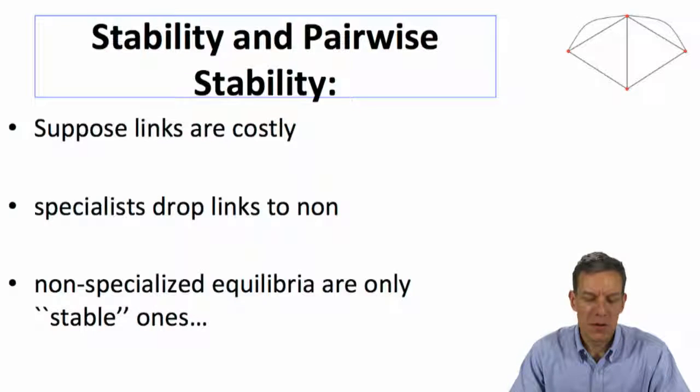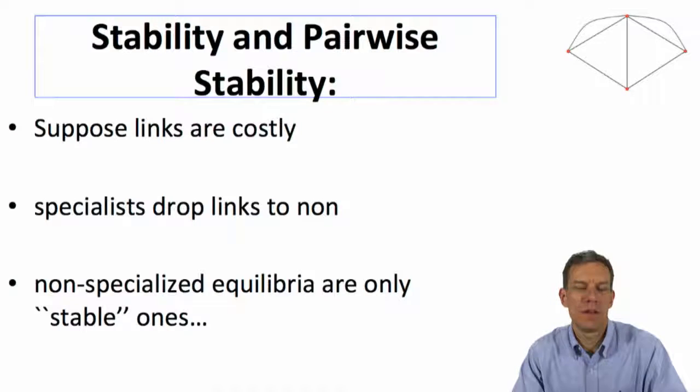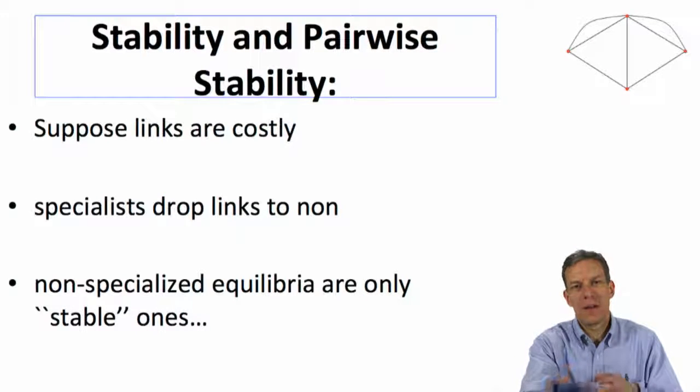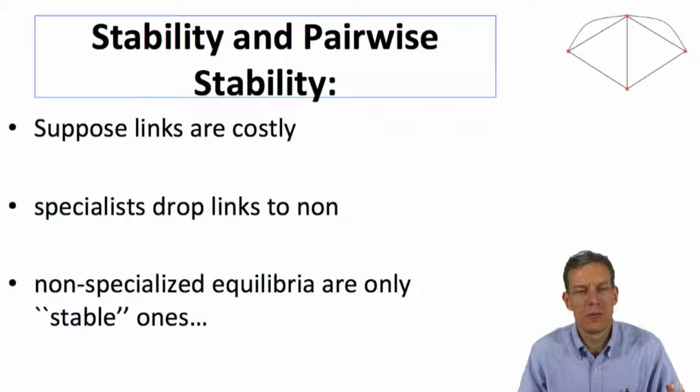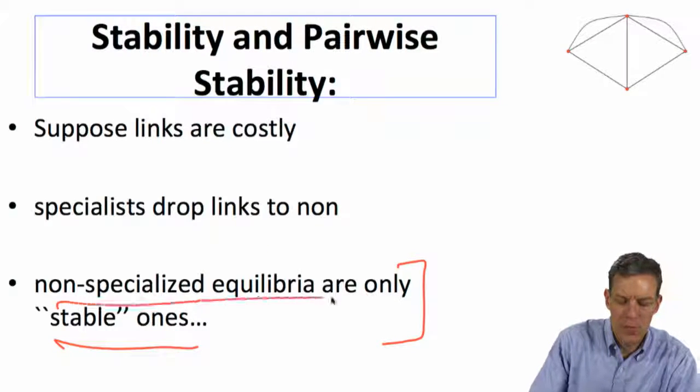Another way we could think about stability is instead to think about pairwise stability, right? So suppose your links are costly. And if I'm specializing, and I've got a bunch of friends who aren't specializing, I'm providing all the good, they're not doing anything, I would start dropping links to the non-specialists, right? So in that world, the only reason people would be willing to maintain links would be if their friends are also providing some of the local public goods. So I only want to keep these friendships if they're actually providing some value. And so there, the non-specialized equilibria are going to be the only stable ones.